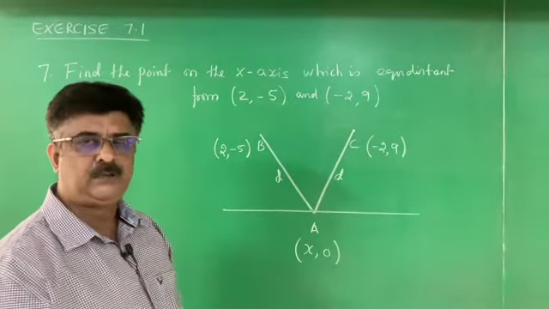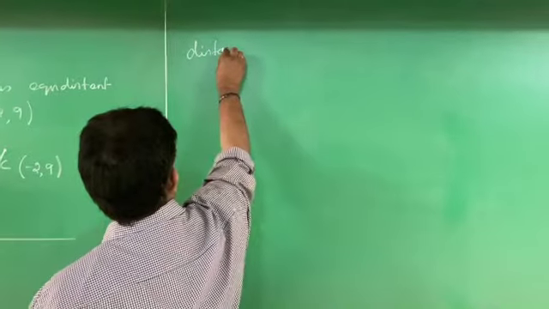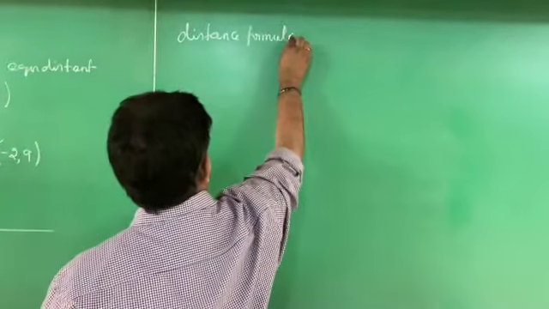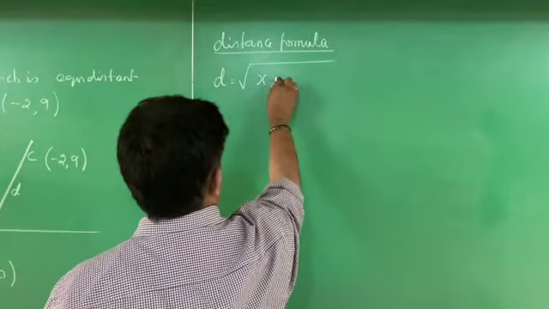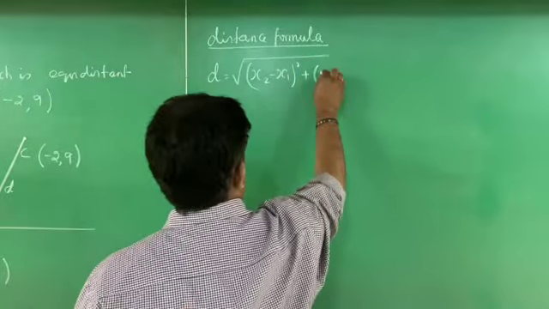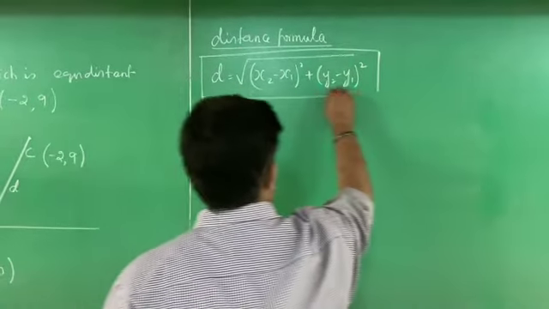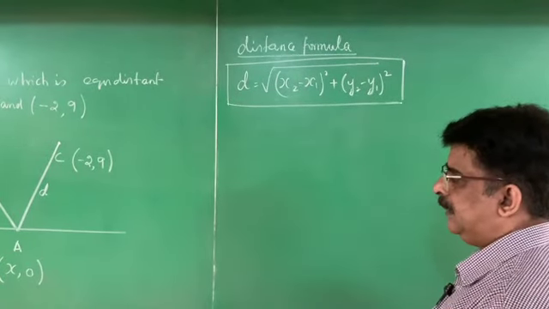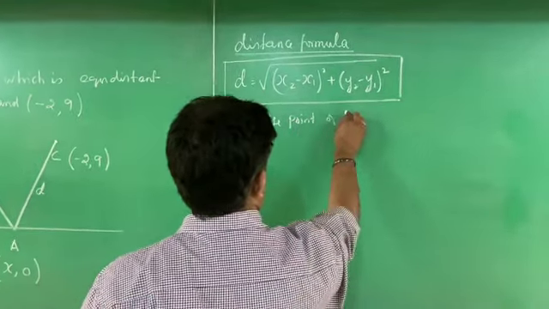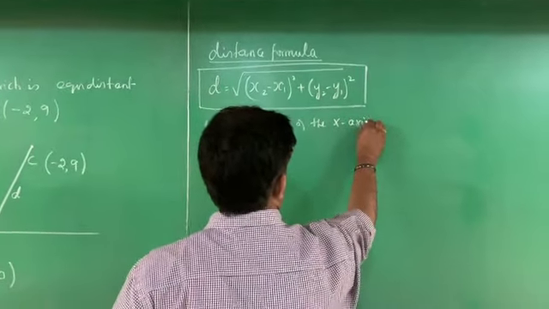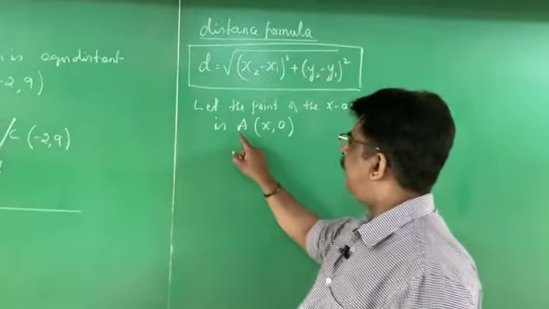To find the distance, which formula is to be used? Distance formula. Therefore, the first step is the distance formula. What is that? D is equal to square root of x2 minus x1 whole square plus y2 minus y1 whole square. Since it is a formula, put a box. You have to write along with us. Now first what I do is, let the point on the x-axis be A and its coordinates are x comma 0.